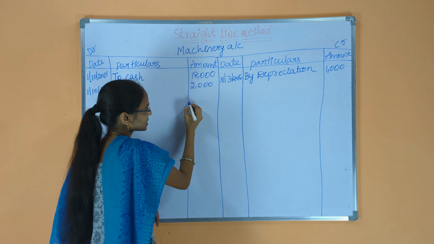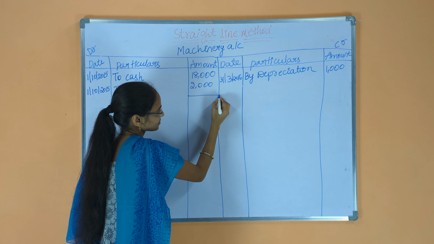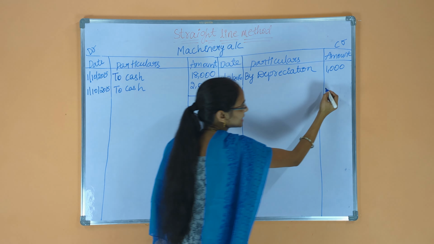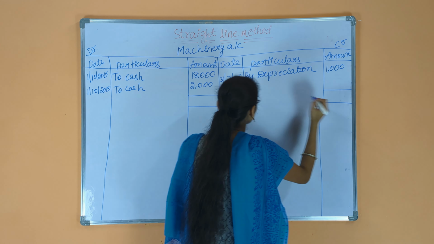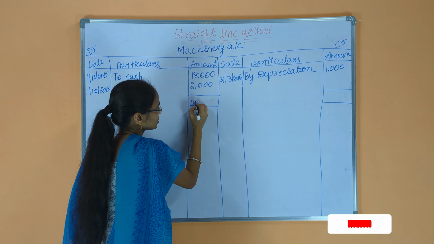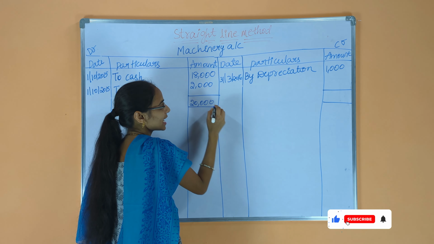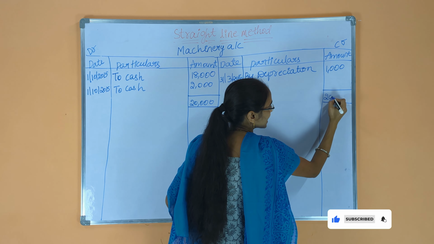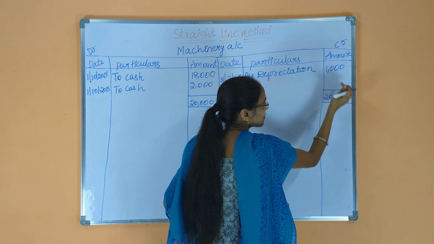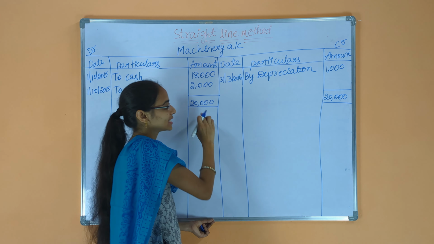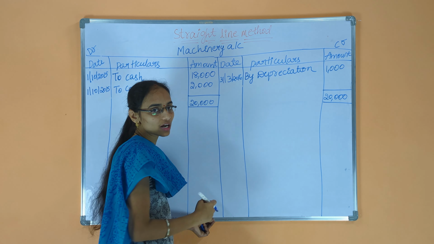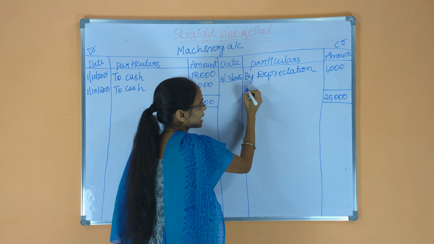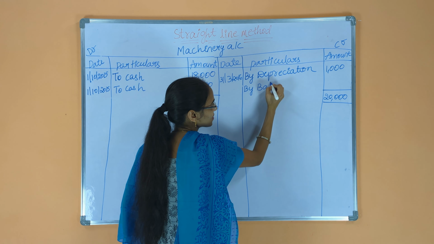Now we close the accounts. Both sides the amount should be the same. The debit side total is 20,000, and on the credit side also we should get 20,000, but here only 1,000 is there. We want to close this account. How? By writing the balance carried down.